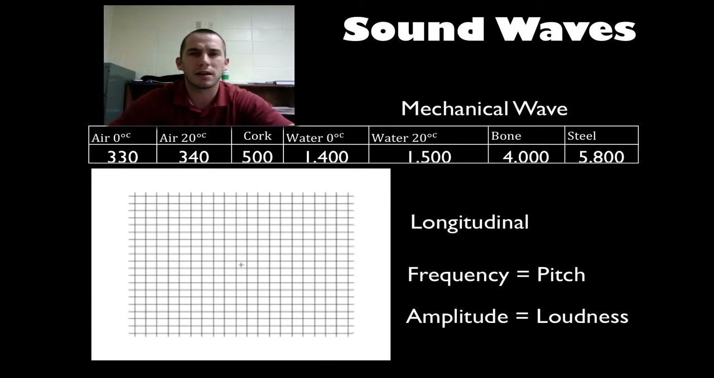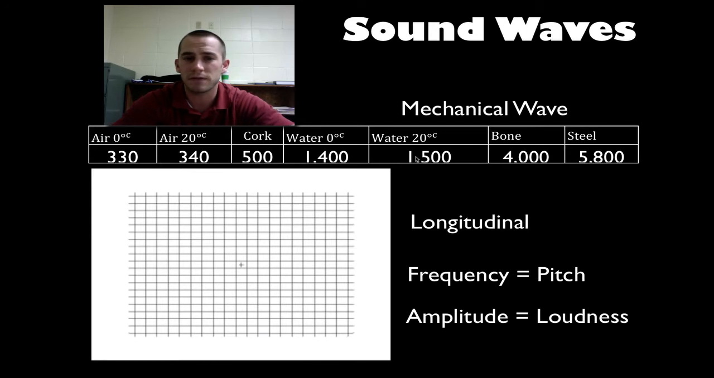How do temperature and density affect the speed of sound? If we look at this chart, let's look at temperature first. Air at 0 degrees Celsius travels about 330 meters per second. If we increase the temperature of air to 20 degrees Celsius, it speeds up the sound wave, and it can travel about 340 meters every second. The same thing goes for water: if we go from 0 to 20 degrees Celsius, it speeds up the sound wave.